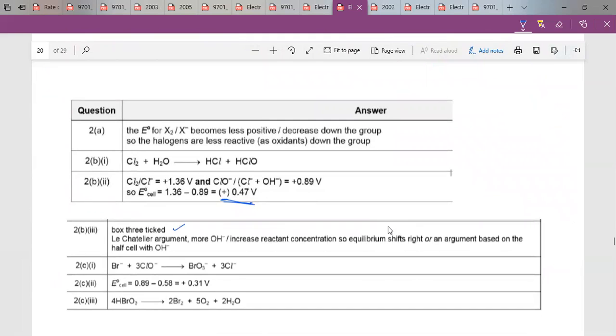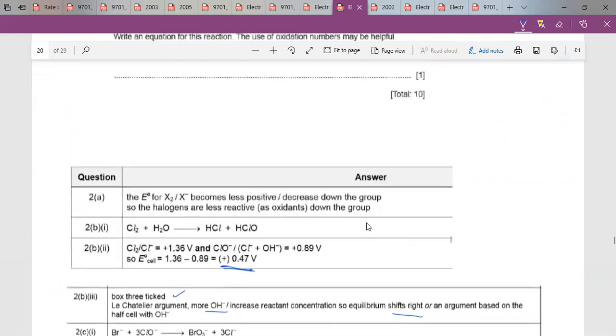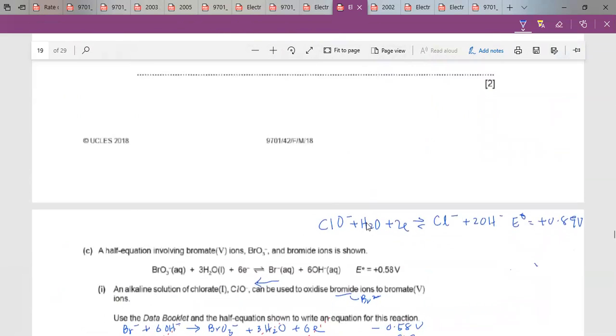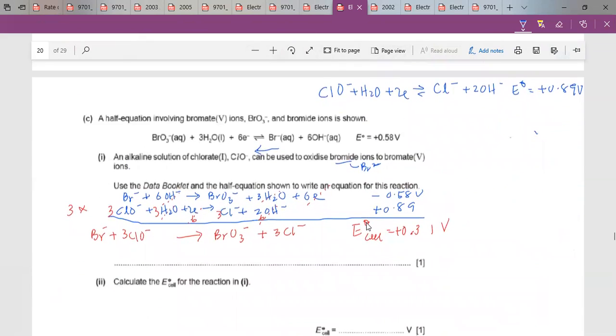The shortest argument: more OH minus concentration, equilibrium shifts to the right. Okay, to the right or forward. So they use right and left more often. So that one mark. Now this one here, I just want to show you. This one actually is a Form Lower 6 question, but they give it now in the cell form.